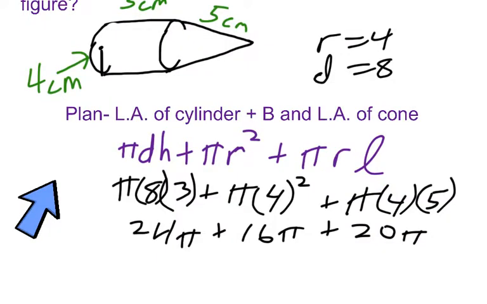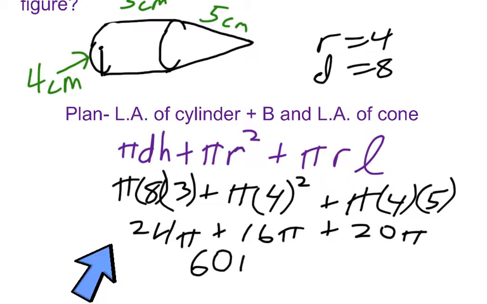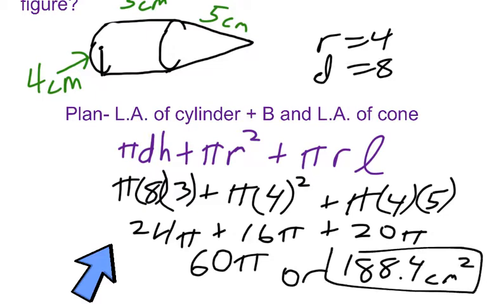And now I can just combine all my pi's here. So 24 pi plus 16 pi, that's 40 pi, plus 20 pi gives us 60 pi. And 60 pi is the same thing as, if I do 60 times 3.14, it's about 188.4 centimeters squared. So either answer is good. If they want the exact answer, it would be 60 pi. The rounded answer would be 188.4.